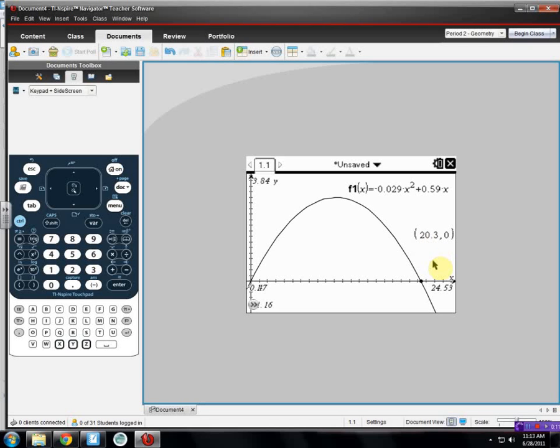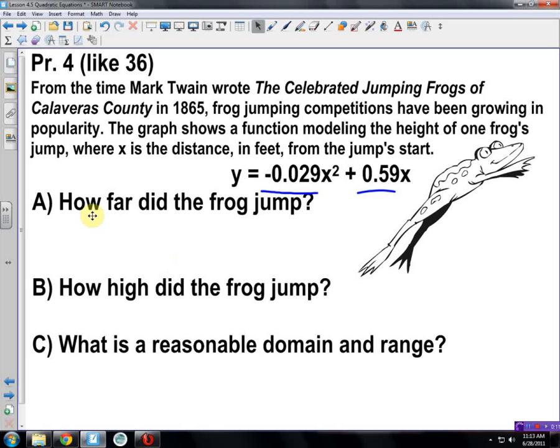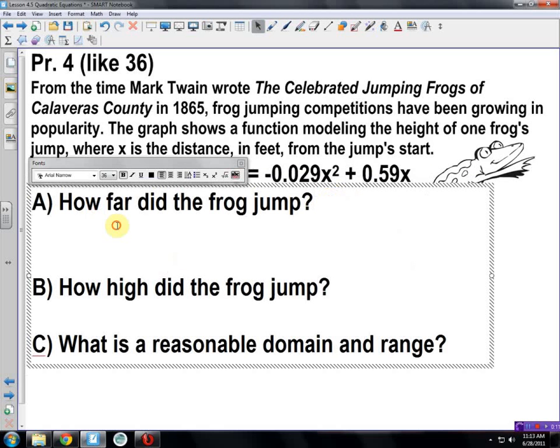20.3 and 0. So that frog can jump 20.3 feet. Starting at 0, 20.3 feet gets there. So let's go back here. How far did the frog jump? It was 20.3 feet. Pretty good for a frog.